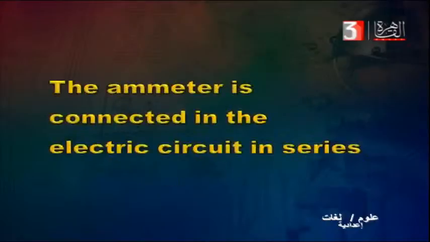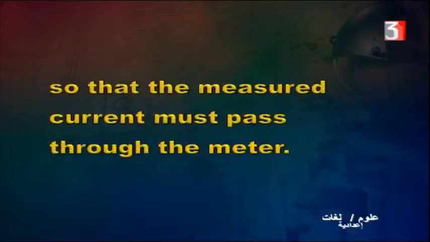Okay. An ammeter is connected in the electric circuit in series. The connection of an ammeter is a series connection so that it measures current intensity. So again, to measure electric current intensity, we use a device called an ammeter, and its connection is a series connection.